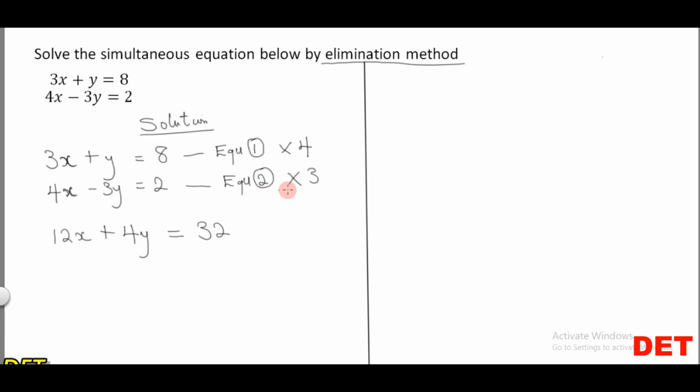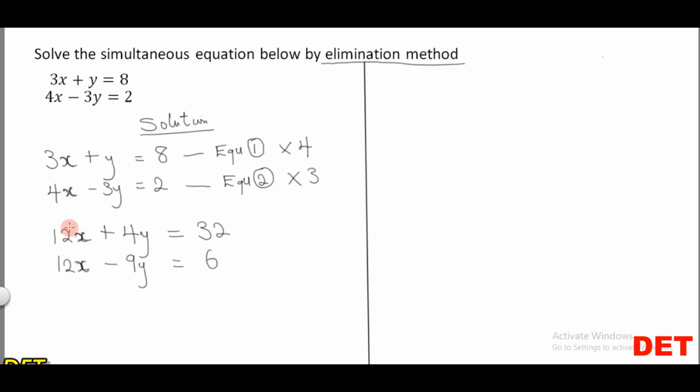Then we'll move to equation 2. 3 times 4x will give us 12x. 3 times minus 3y will give us minus 9y, equal to 3 times 2, which is 6. The reason why we are doing this multiplication is so that this x and this x can be the same, so that we can eliminate it.